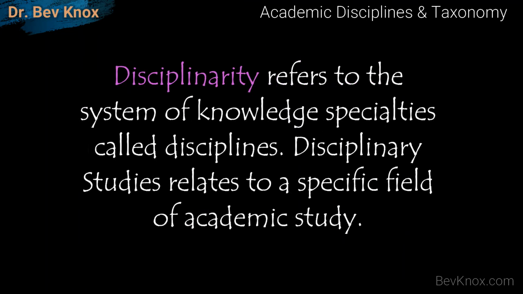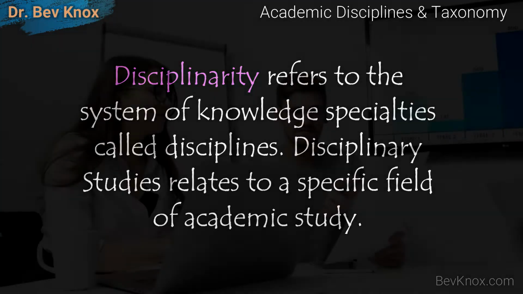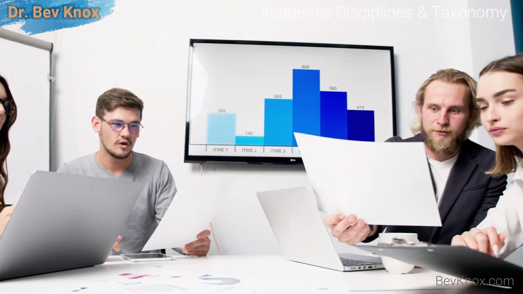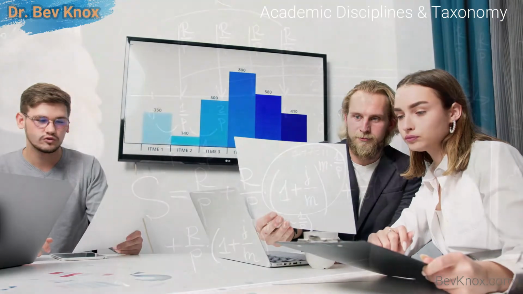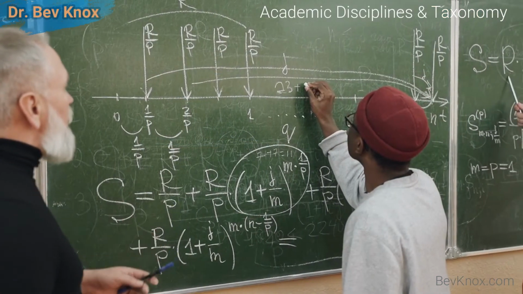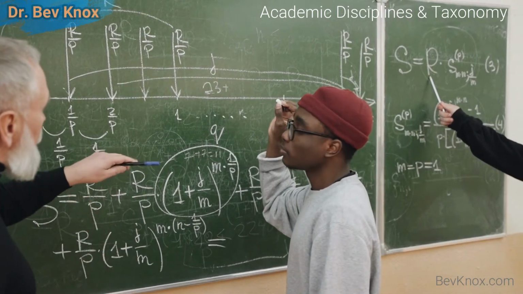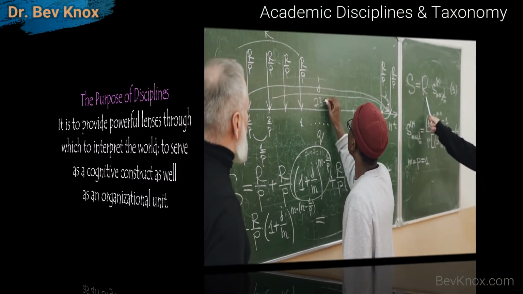Now, disciplinarity refers to the system of knowledge specialties called disciplines, and disciplinary studies relates to a specific field of academic study. So, again, Repko states that there are as many definitions of academic discipline as there are disciplines themselves, each definition emphasizing one or more of its several characteristics.